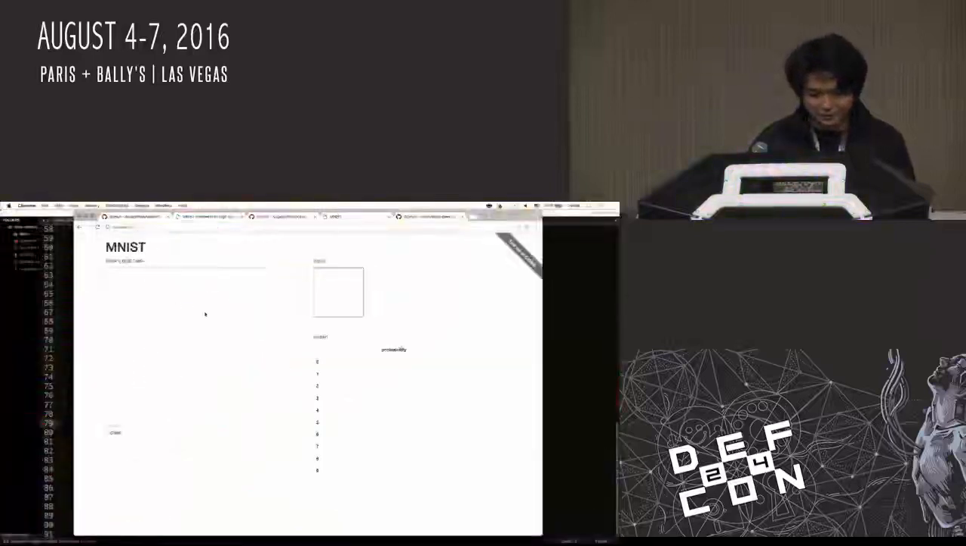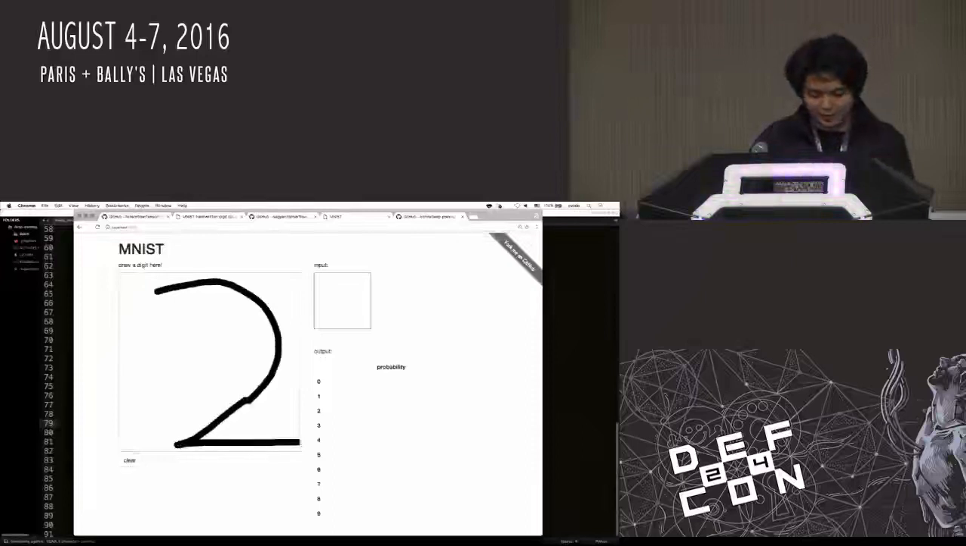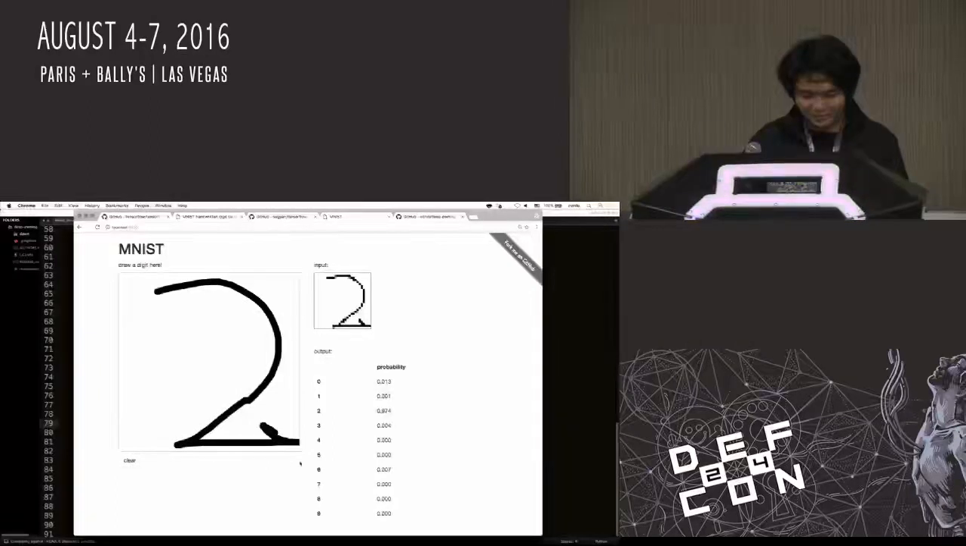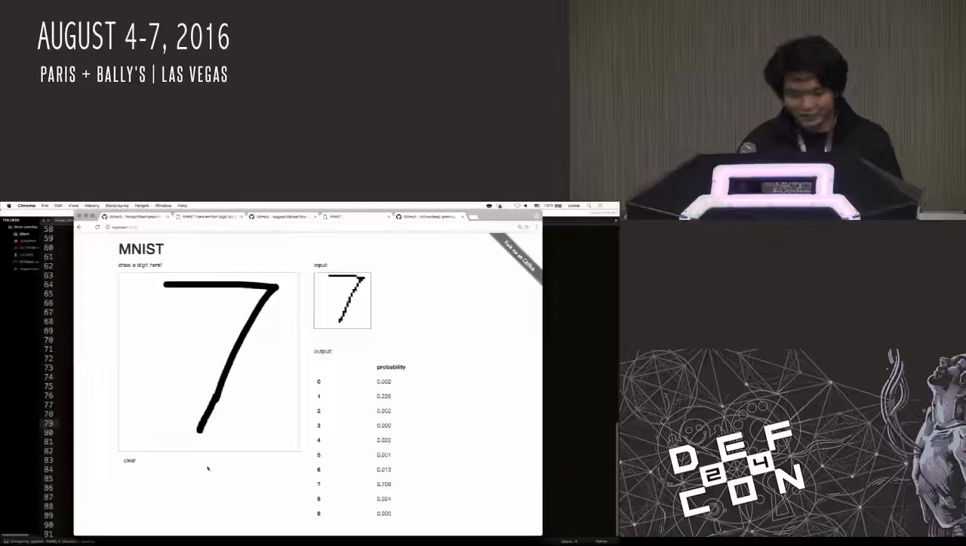So let's see here. This is a real-time classifier predictor for digits. If I were to write a 2 here, let's see if it predicts it correctly. Okay, 2, even though there's that weird thing. So it's pretty good. Let's do a 7. Oh, 7, that's great. Only 0.7 accuracy.